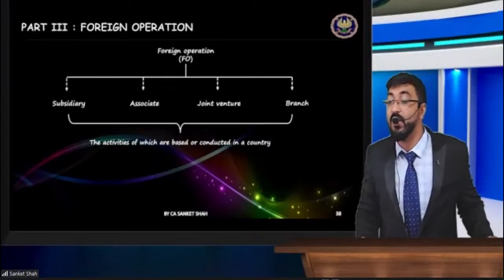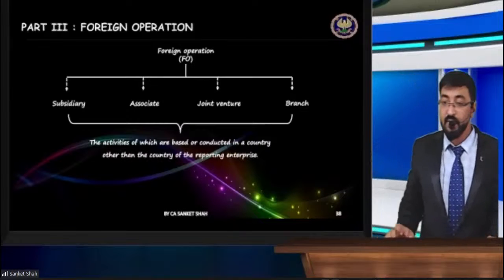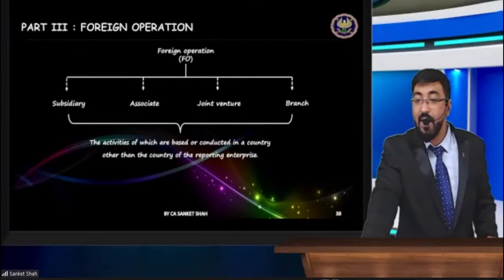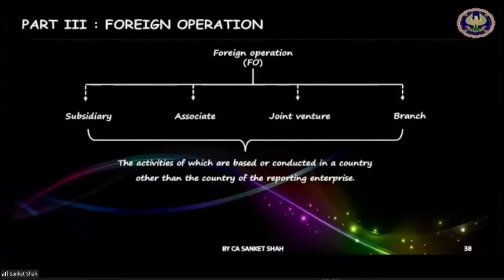and this conversion is called foreign operations conversion. So write down this: the activities of which are based in a country other than the country of the reporting enterprise.